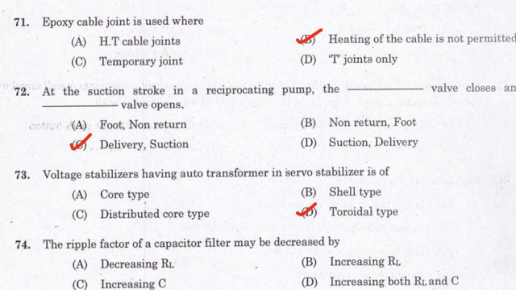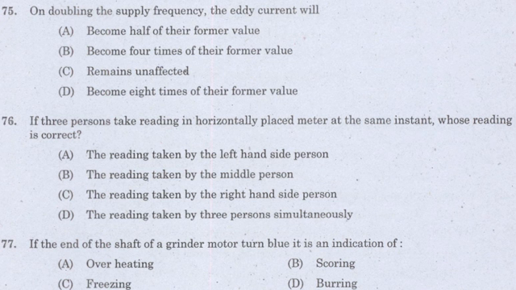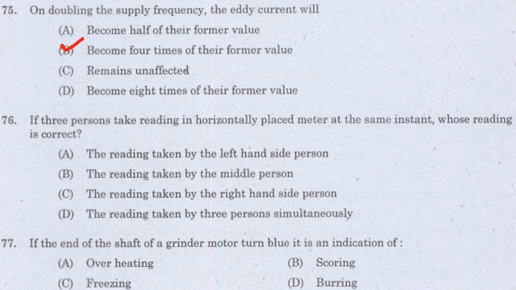The ripple factor of a capacitor filter may be decreased by decreasing RL, increasing C, increasing both RL and C. The right answer is option C, increasing C. On doubling the supply frequency, eddy current losses will become half their former value, become 4 times their former value, remain unaffected, become 8 times their former value. The right answer is option B, become 4 times their former value.